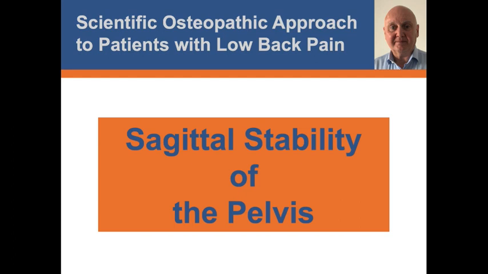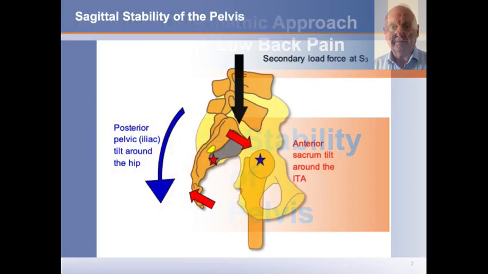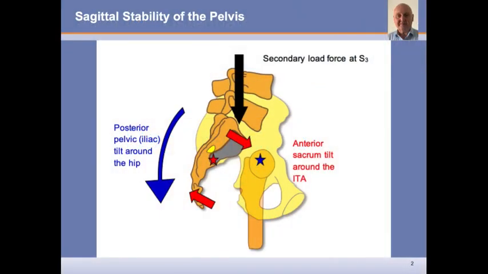Sagittal stability of the pelvis. There are two forces acting on the pelvic region. There is a downward force coming from the body weight pushing on the promontorium of the sacrum along the central gravity line. This descending force has a tendency to anteriorize the sacrum.